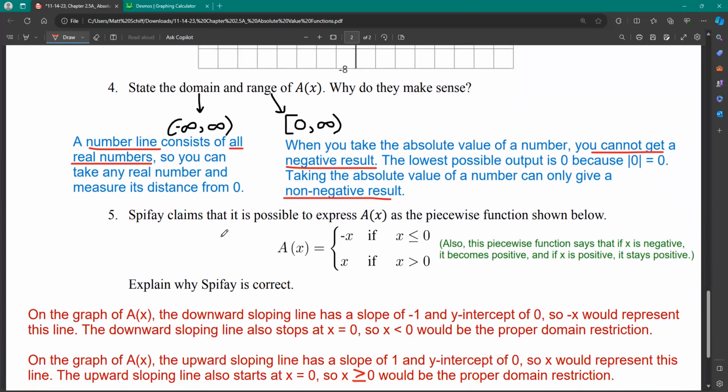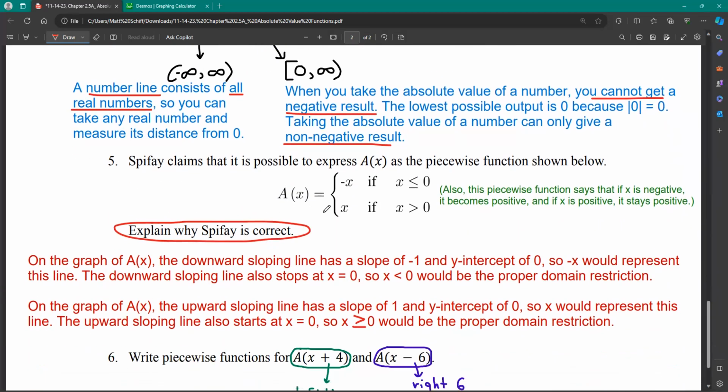In question 5, our friend Spiffy thinks he's cool. Spiffy tries to express a of x equals absolute value of x as a piecewise function, and he is successful in doing so. So we have to explain why Spiffy is correct. So we have a of x equals negative x if x is less than or equal to 0, or a of x equals x if x is greater than 0.